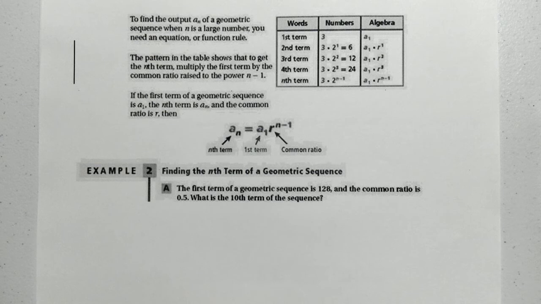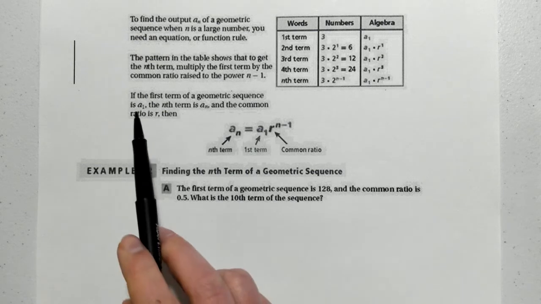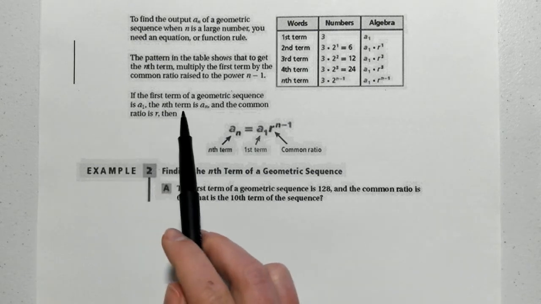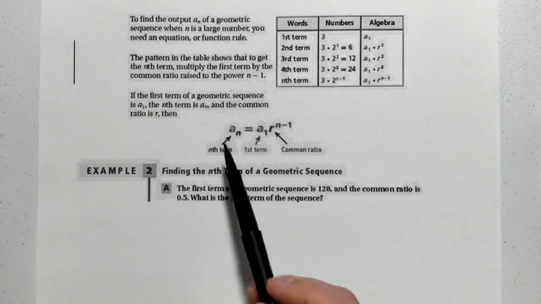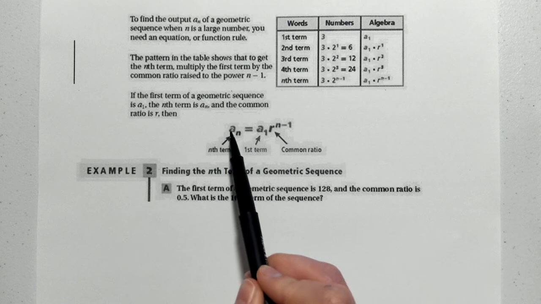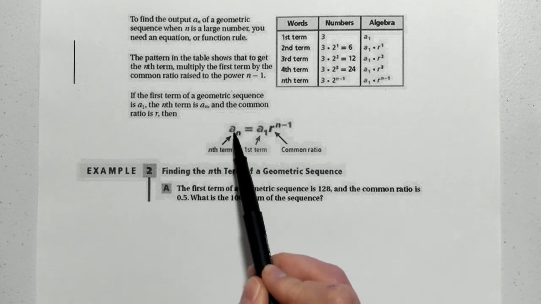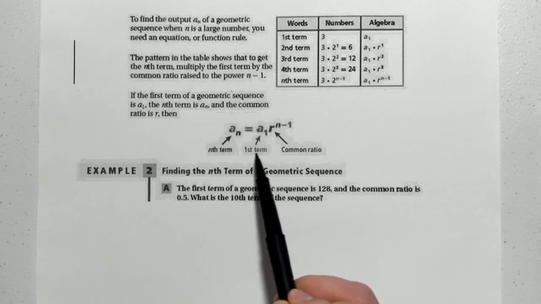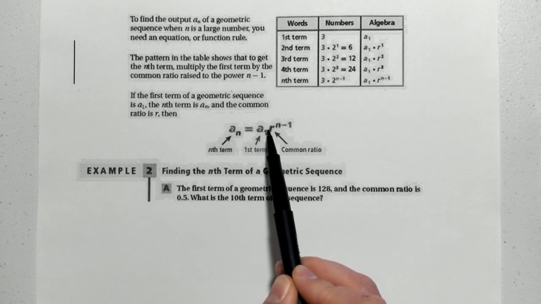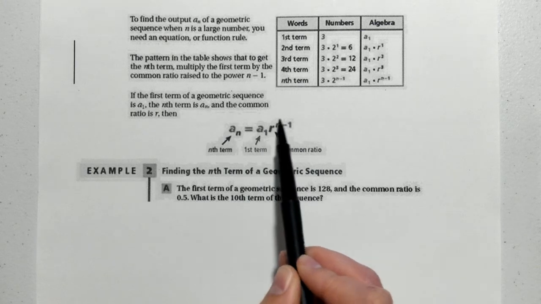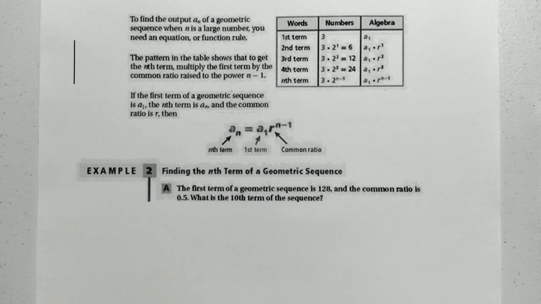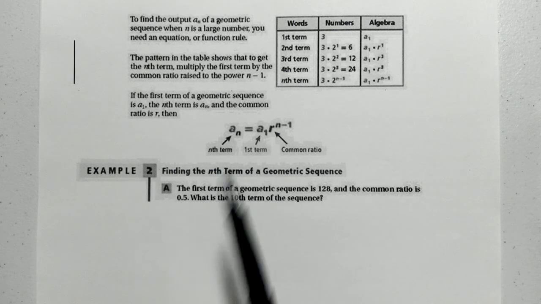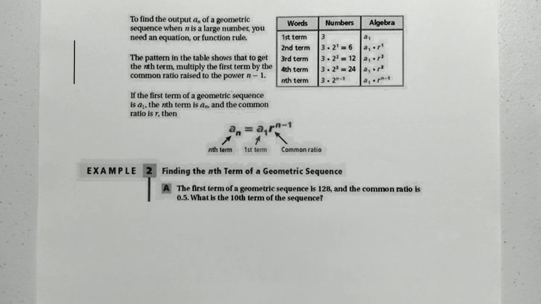So if the first term of a geometric sequence is a sub 1, the nth term is a sub n, and the common ratio is r, then this is going to be our equation. a sub n, the nth term, equals a sub 1, the first term, times r, the common ratio, raised to the n minus 1 power, where n is the number of the term that you're finding. So this formula is going to be really important for you to know.